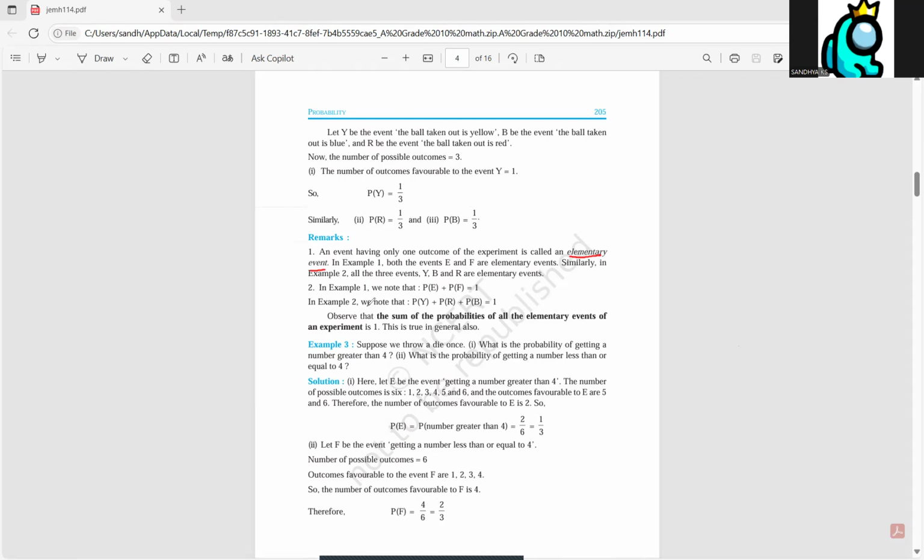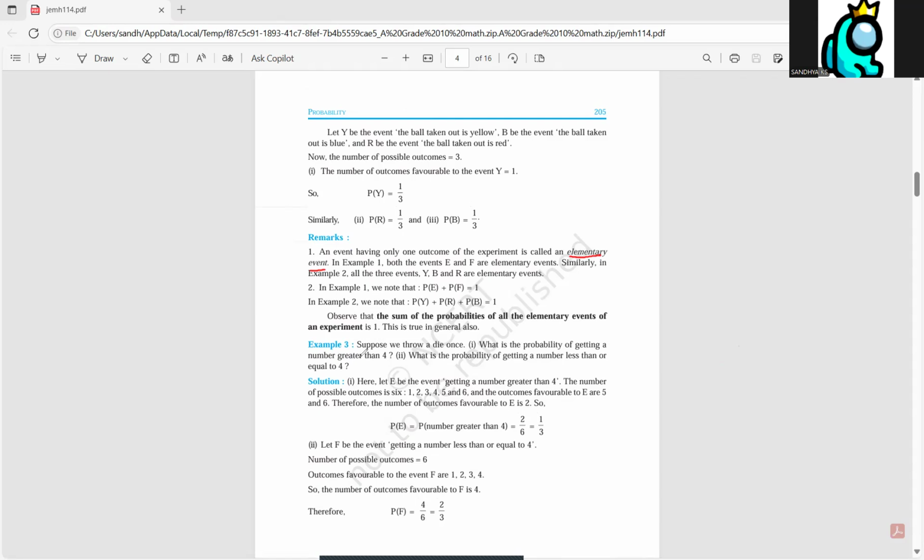Okay. So in example 1, we note that P of E plus P of F equal to 1. And in example 2, we note that P of Y plus P of R plus P of B equal to 1. So the sum of the probabilities of all the elementary events of an experiment is always 1. It is true in general also. So in all cases, this will be the answer. Sum of probabilities of all the elementary events of an experiment is 1. They will ask it as an MCQ question or fill in the blanks.